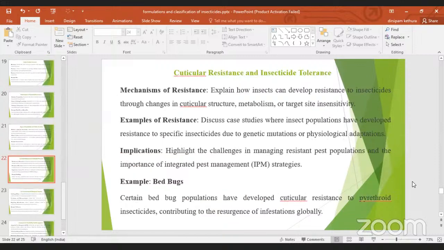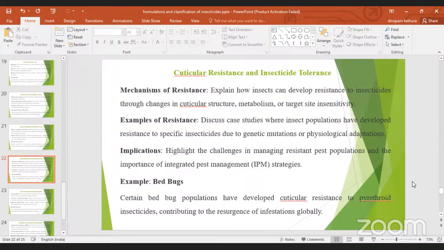And coming to the next part, we have to study the cuticular resistance and insecticide tolerance. We are going to study the mechanisms of resistance and examples. Under the mechanisms of resistance, we are going to study how insects can develop resistance to insecticides through changes in cuticular structure, metabolism, or target site insensitivity. Coming to the examples of resistance, we are going to discuss case studies where insect populations have developed resistance to specific insecticides due to mutations or physiological adaptations.